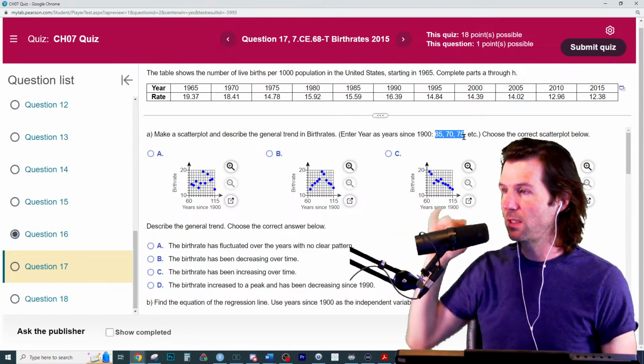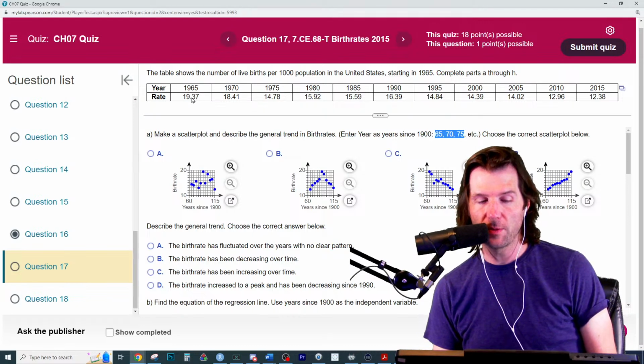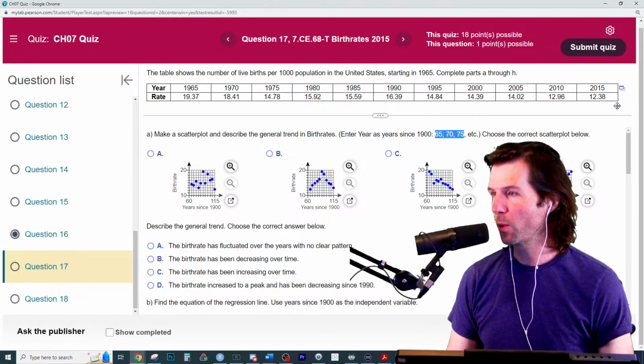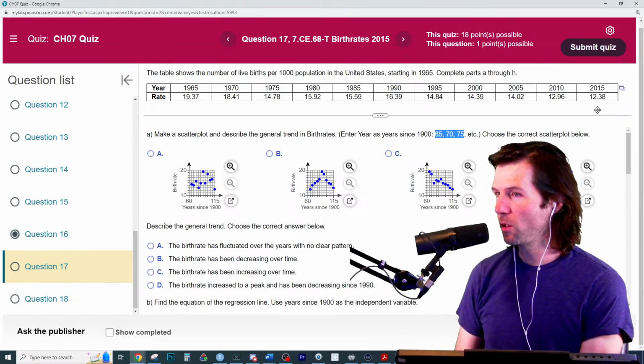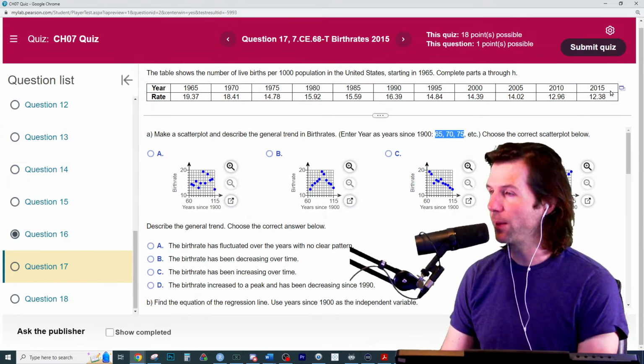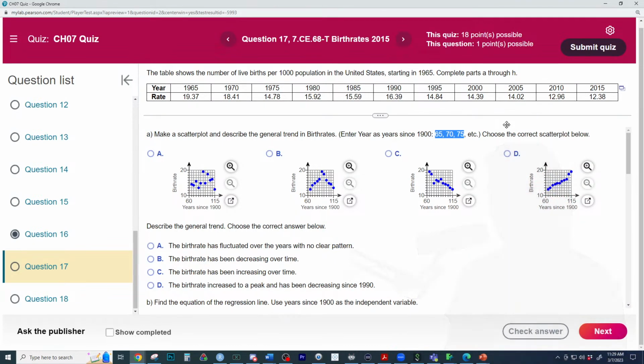So 1960 is 60. And so when you look at this right here, what kind of relationship do you see with the birth rate? The birth rate is doing what? Which we can answer the first one pretty clearly by looking at that. Going forward in years, the birth rate is what? And then that means the answer is what? So we don't really need to make it in JMP yet.